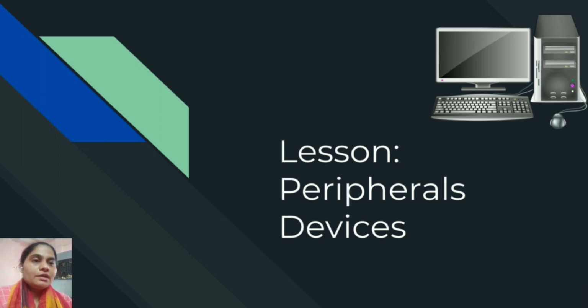Students, generally we have learned 4-5 devices of the computer such as monitors, keyboard, CPU, mouse and UPS. But there are many other devices which are useful for the computer's operations also. So all those kinds of devices are called peripheral devices.